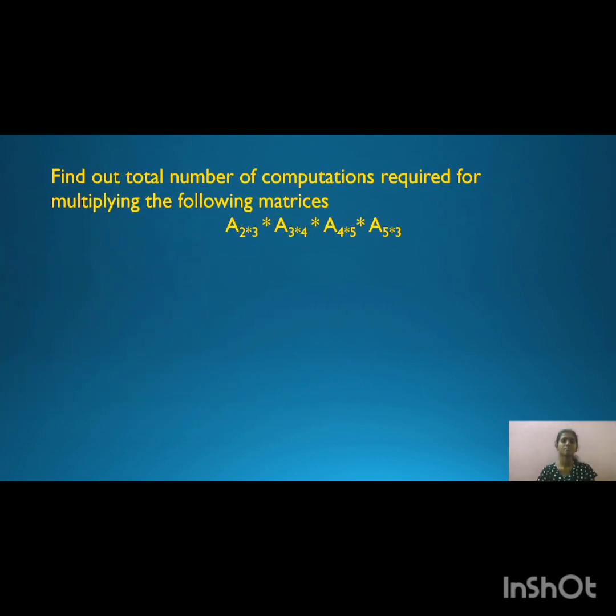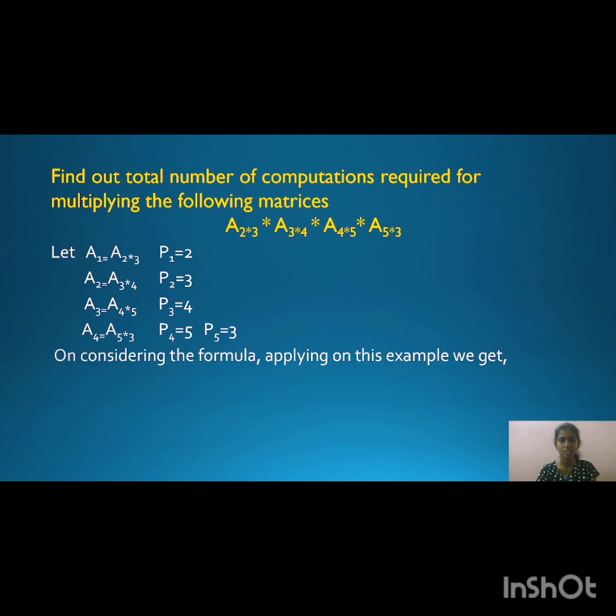So we'll discuss this more deeply by solving an example. Here they have given four matrices, that is A1, A2, A3 and A4, where the dimensions are 2 into 3, 3 into 4, 4 into 5 and 5 into 3. Similarly, we consider A1 is P1 into P2, A2 is P2 into P3, A3 is P3 into P4 and A4 is P4 into P5.